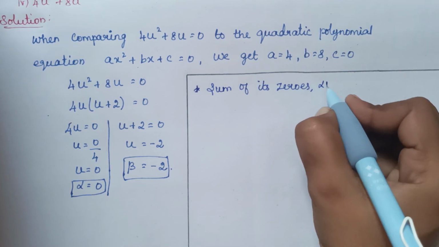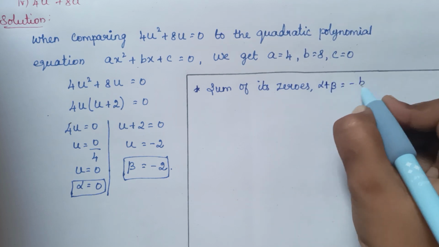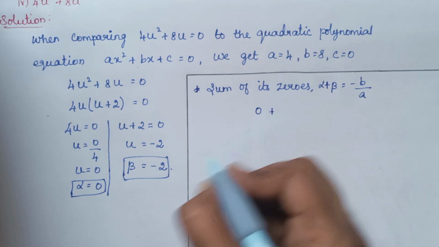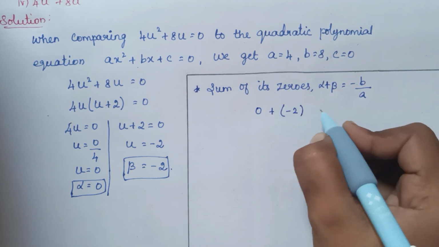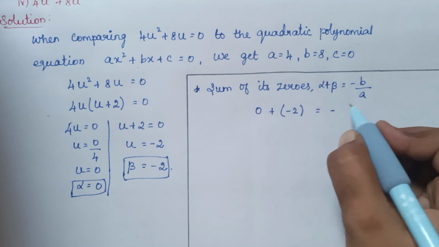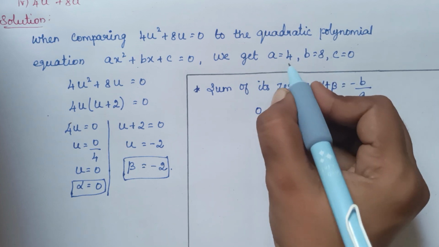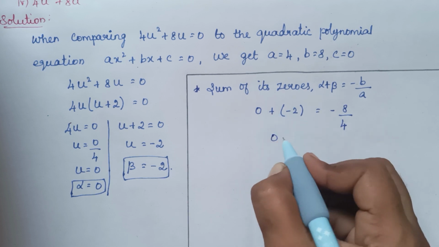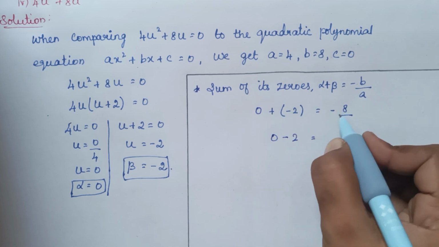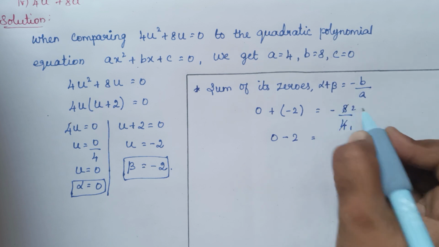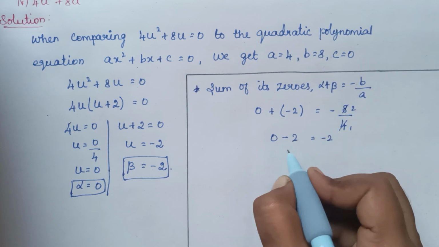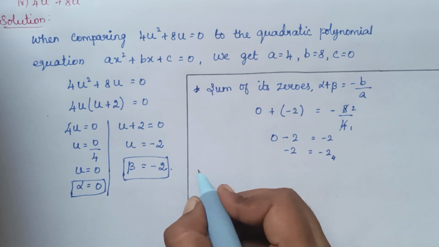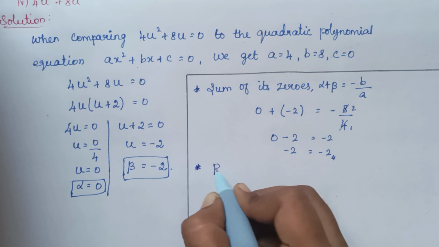alpha plus beta is equal to minus b by a. So we know the value of alpha is 0 plus beta is equal to minus 2, equal to minus b is equal to 8 by a is equal to 4. Okay, now 0 plus minus 2 is equal to, so 1 4 is 4, 2 4s are 8, is equal to minus 2. 0 minus 2 is equal to minus 2. It is equal.